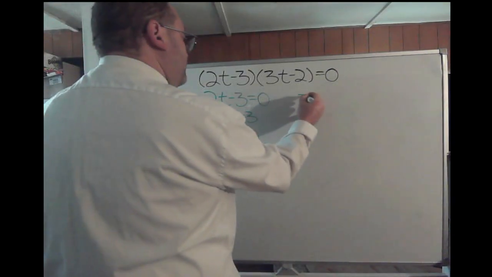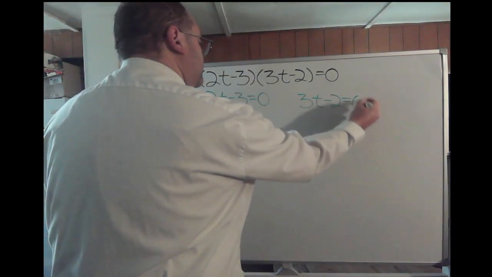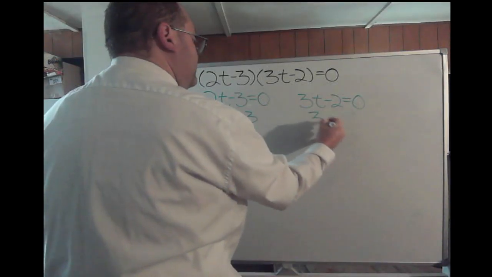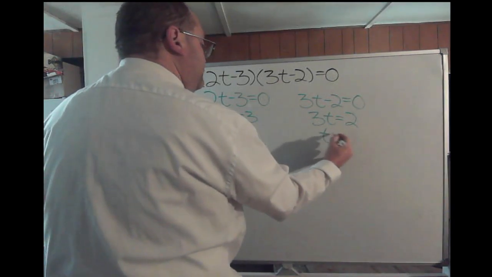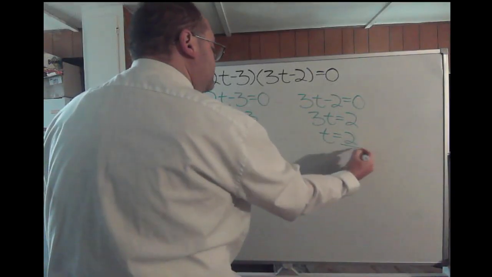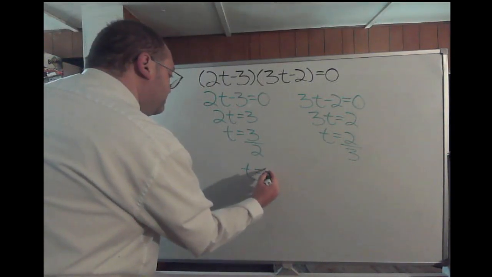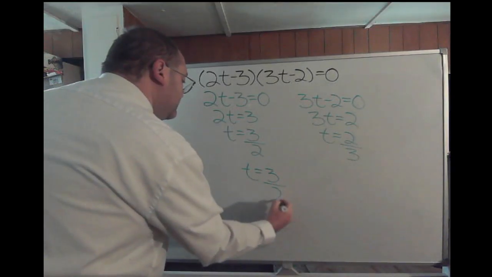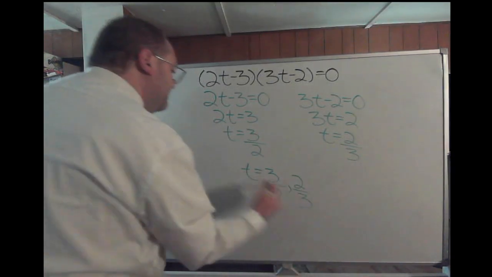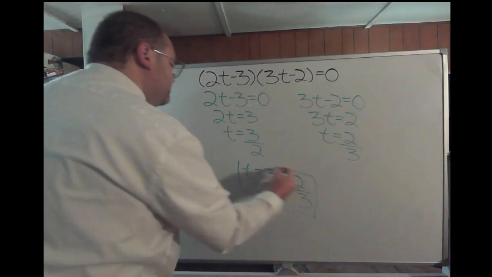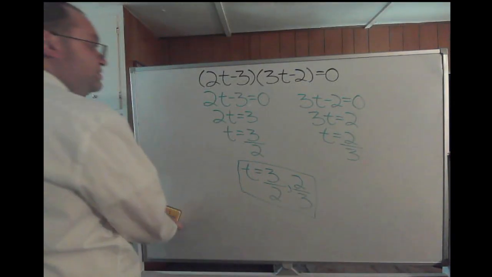Then take your 3t minus 2, set that equal to 0. Well, 3t would equal 2, so then t would equal 2/3. So in the end, you get t is equal to 3 halves and 2/3. Those would be your two solutions to this. T equals 3 halves and then 2/3.